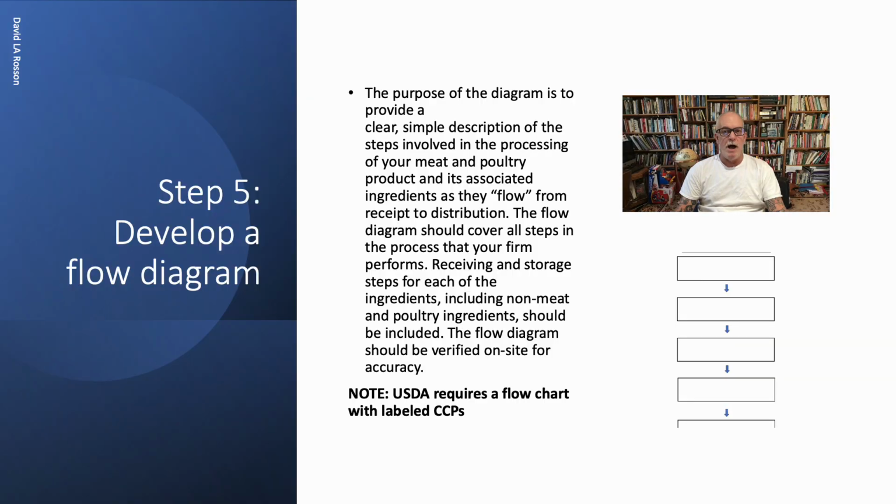Okay, here we go. Step number 5. According to 417.282, a flow chart describing the steps of each process and product flow in the establishment shall be prepared, and the intended use or consumer of the finished product shall also be identified. The purpose of the flow diagram is to provide a clear, simple description of the steps involved in processing of your meat and poultry product and its associated ingredients as they flow from the receipt through distribution. The flow diagram should cover all steps in the process that your firm performs.